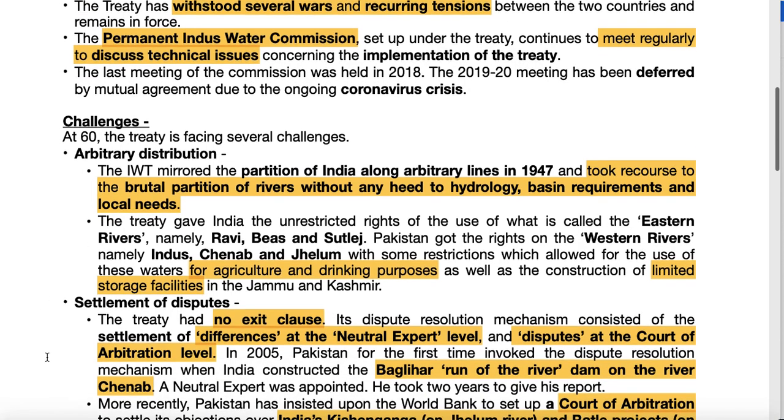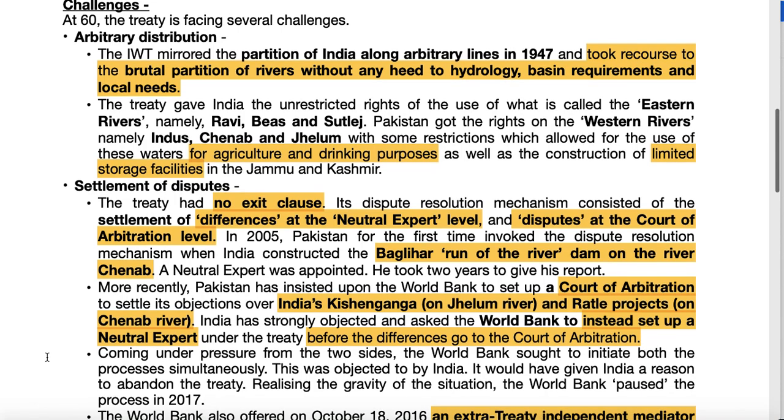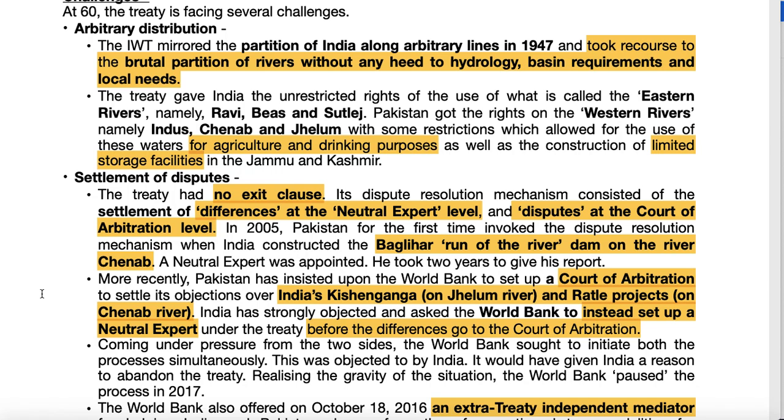Now, the second challenge relates to the settlement of disputes. The first condition in this treaty was that there was no exit clause, that none of the parties, Pakistan and India, could exit the treaty. In any contract, there is always a provision for discontinuance of the contract, and this treaty is a type of contract. But this treaty had no such exit clause where conditions could have been specified that in case of such conflict, one party or the other gets the right to exit this treaty.